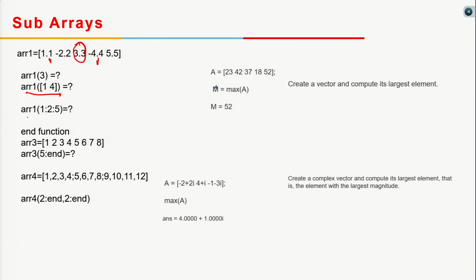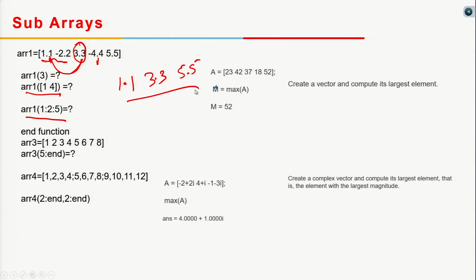Now if I write here array 1, 1 colon 2 colon 5, what does it mean? I will start from 1 and go up to 5 with an increment of 2. What does a colon operator mean? My first element is 1.1. Then my increment is 2.2, so I will jump to this value 3.3. And the last value is this 5.5.